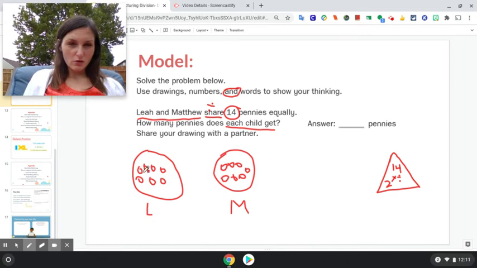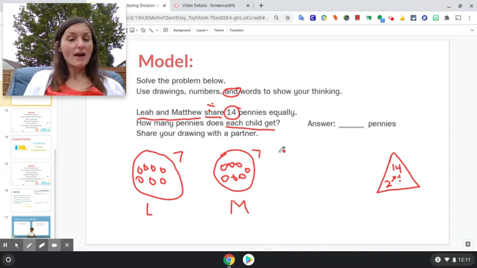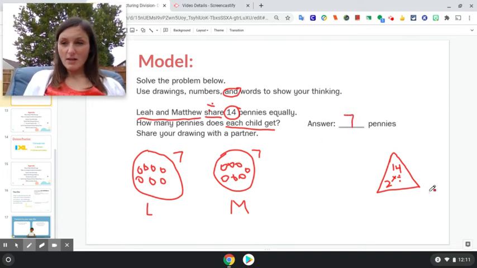Okay, so now I want to check how many each child got, because that was the question. There's 1, 2, 3, 4, 5, 6, 7. All right, how many did Matthew get? 1, 2, 3, 4, 5, 6, 7. Okay, good. It's equal. They both got 7. So my answer here would be 7 pennies. So over here, in my fact triangle, I could put 7.